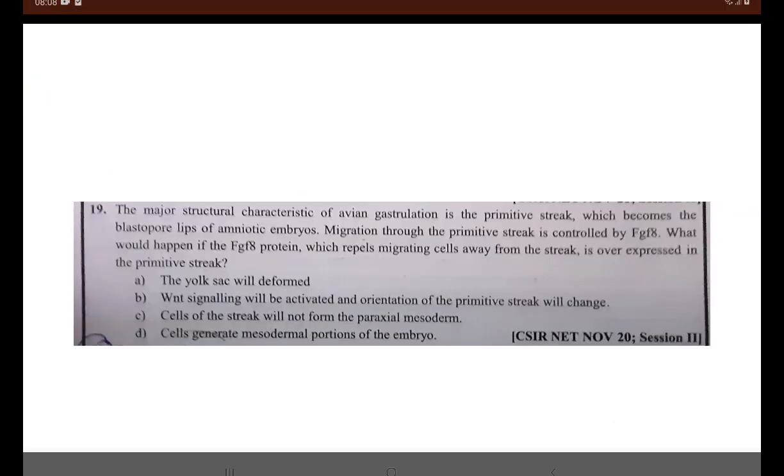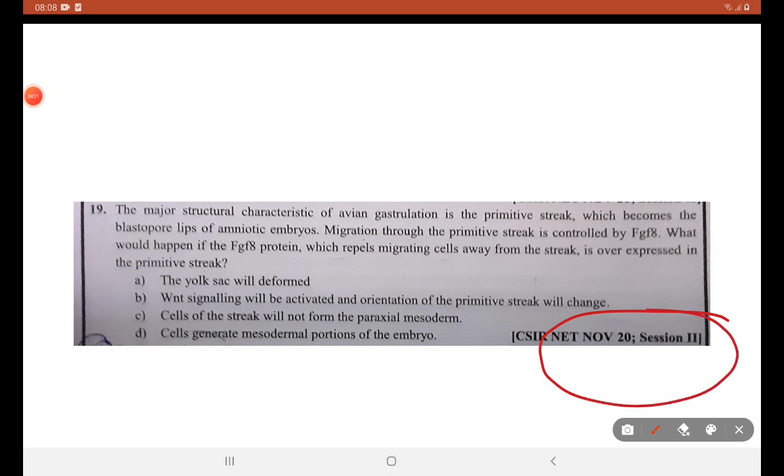First question from CSIR-NET November 2020. Major structural characteristic of avian gastrulation is the primitive streak, which becomes the dorsal blastopore lip of the amniotic embryo. Migration of these cells through the primitive streak is controlled by FGF8. What could happen if FGF8 protein, which repels migrating cells away from the streak, is overexpressed in the primitive streak?